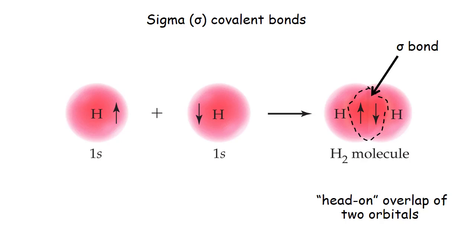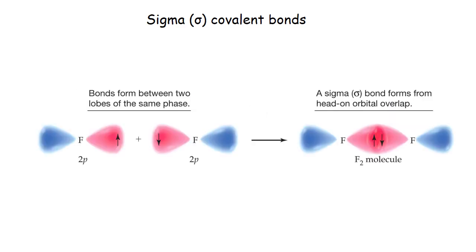And we can look at a few other examples of sigma bonds. These would be fluorine atoms that are going to overlap to form an F2 molecule. Now these are p orbitals. Remember that p orbitals are sort of dumbbell shaped. The reason there are two different colors, red and blue for each one, is just because those represent two different phases. You probably aren't going to need to know anything about that. And so you can see these two p orbitals are going to overlap, and again you get a sigma bond because you get this head-on overlap where the electrons are between the two nuclei. So that's the sigma bond there.